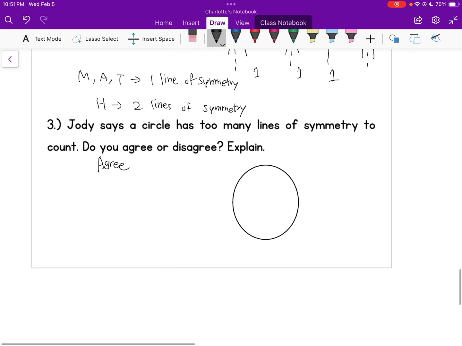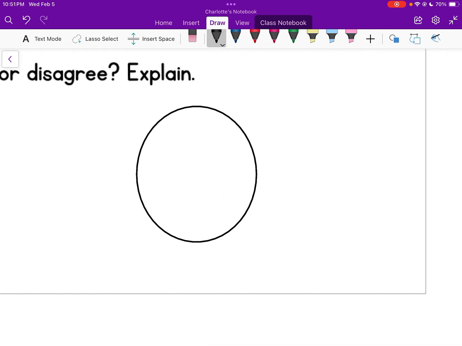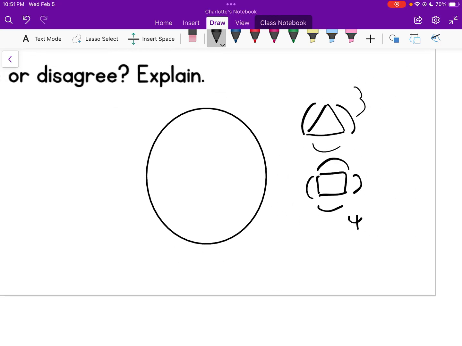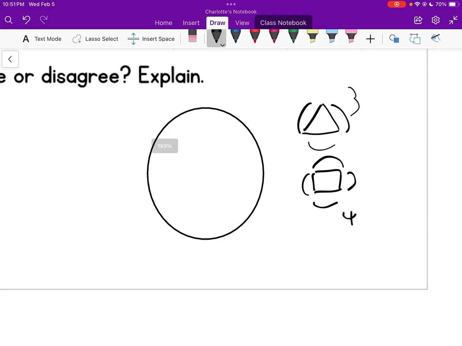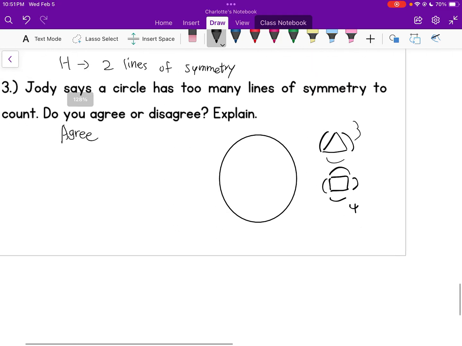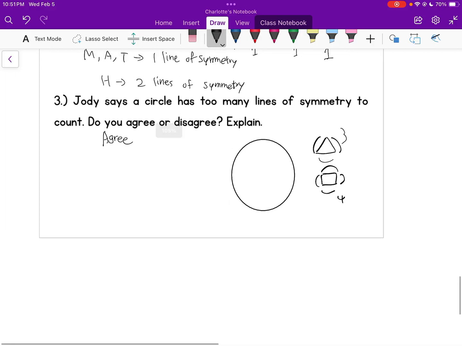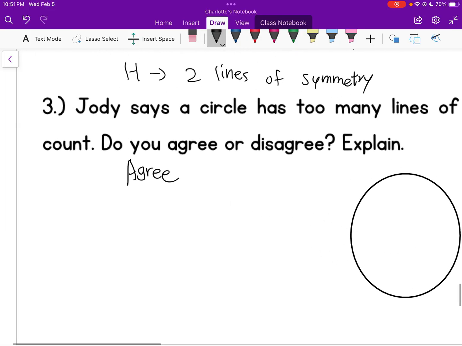It's because of the circle's characteristic. Let's say a triangle or a rectangle has straight lines, like 4 sides, and this one has 3 sides. But a circle doesn't have a number of sides, so you can't count it, and therefore you can't really say there's a specific number of lines of symmetry on this one. So we will agree with this. And that's it. Thank you.